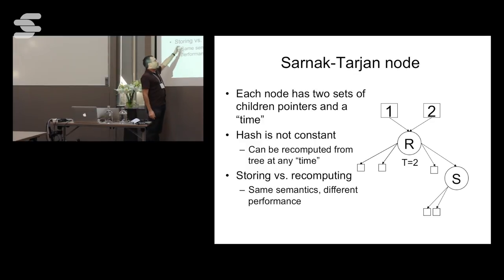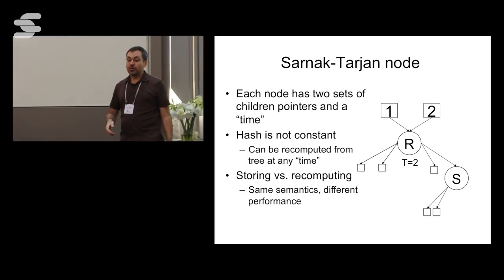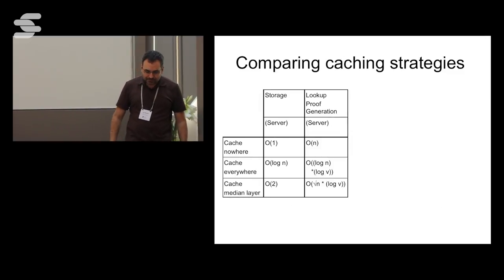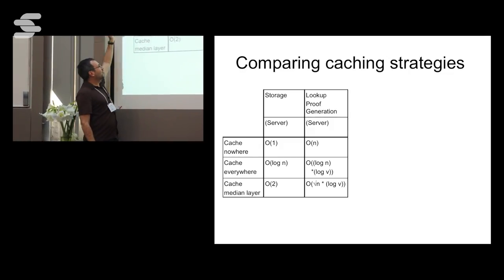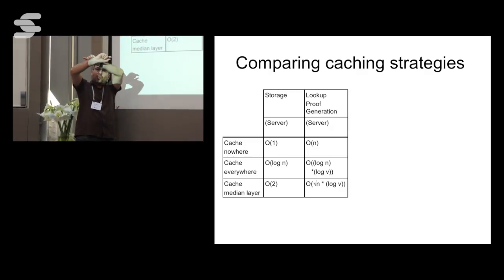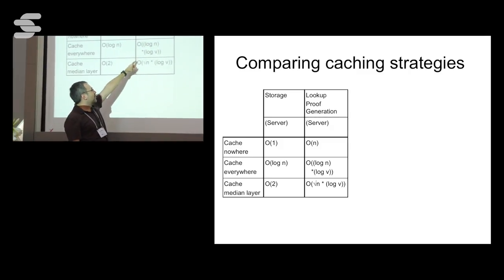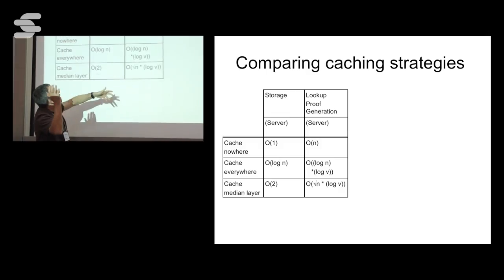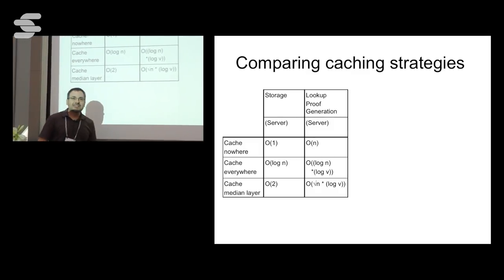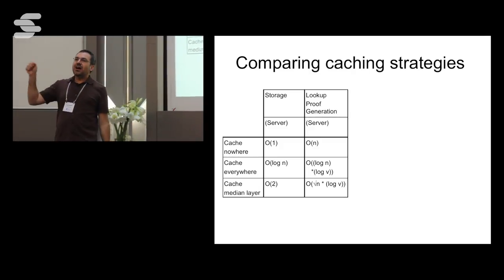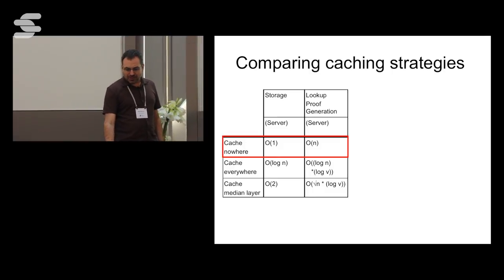And so then it's just a matter of performance. I can spend as much memory as I want maintaining this cache. And it doesn't affect correctness. It only affects performance. So we built three different caching strategies. I can cache nowhere. I can cache everywhere. Or I can just keep one layer of hash in the middle of the tree. And you end up with these really crazy order of square root of n log v, where n is the number of nodes and v is, I forget what v is. Suffice to say that you can dial up your performance versus storage trade-off any way you want. And that's really all we need to talk about for now.